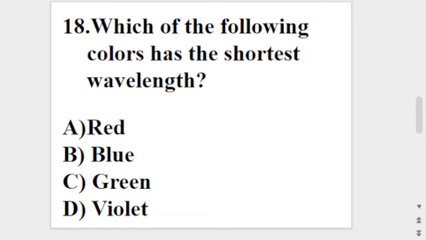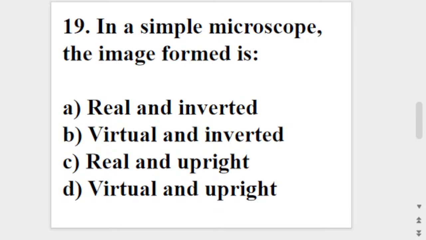The next slide, please. Okay, in a simple microscope, the image formed is that. Now, what is a simple microscope? A simple microscope is also called a magnifying glass. What do we use it for? In biology, we use a magnifying glass or a simple microscope to observe tiny objects or organisms. For example, an amoeba cannot be seen with the naked eye, but we can observe it by using a microscope. A bacterium is too small to be seen by the naked eye, but can easily be seen by a microscope.